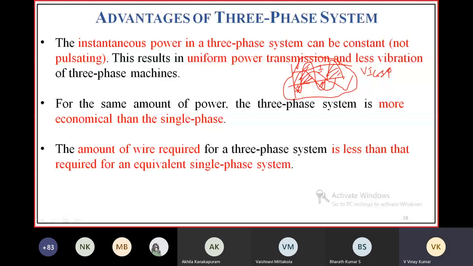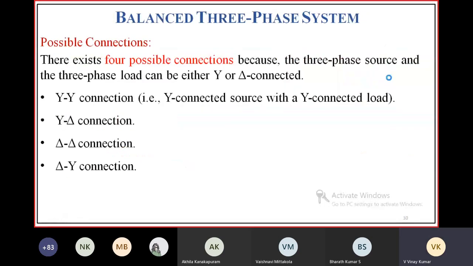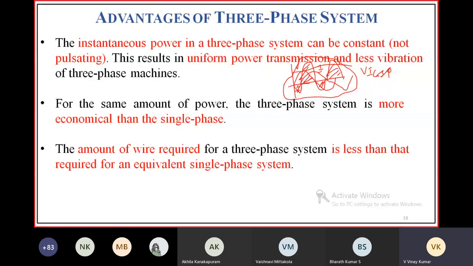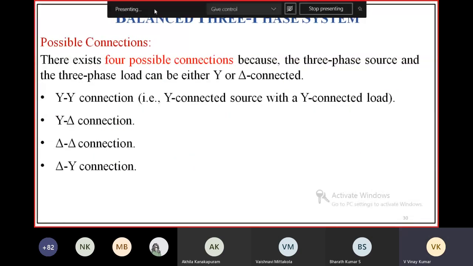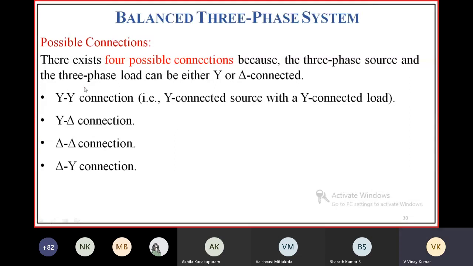So for the same amount of power, the three phase system is more economical than the single phase system. And the last one is the amount of wire required for the three phase system is less than that required for an equivalent single phase system. To transmit the same amount of power, single phase system requires more wire when compared to three phase system. Okay, coming to different types of connections.